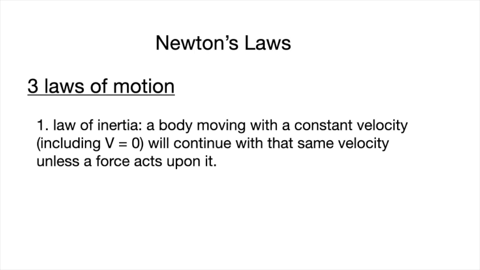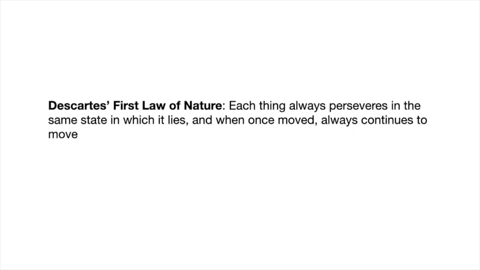The law of inertia states that a body moving with a constant velocity, including a velocity of 0, will continue with that same velocity unless a force acts upon it. This law follows directly from Galileo's work, as I suggested in the prior video, and it had been codified by Descartes after Galileo but before Newton with slightly different wording. Descartes' first law of nature states that each thing always perseveres in the same state in which it lies, and when once moved, always continues to move.